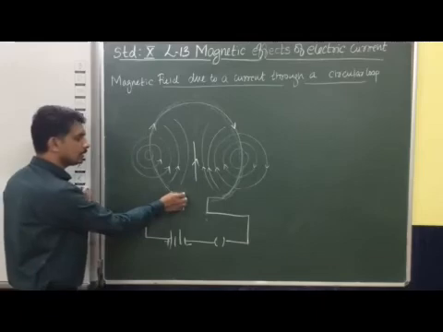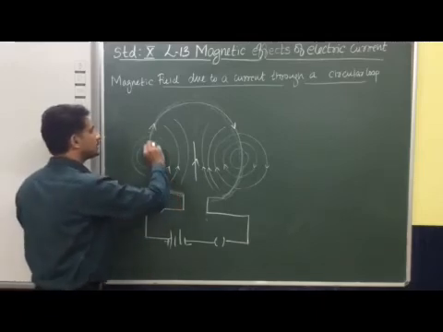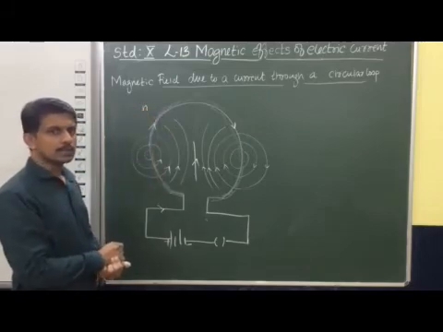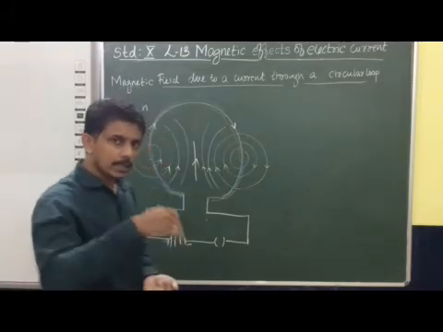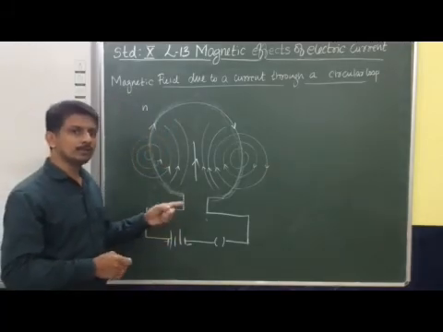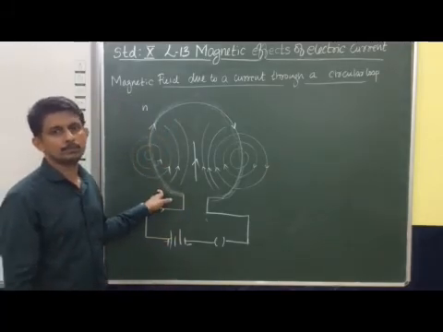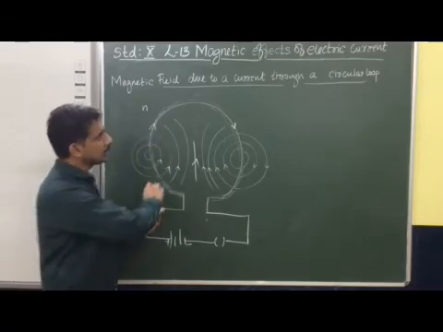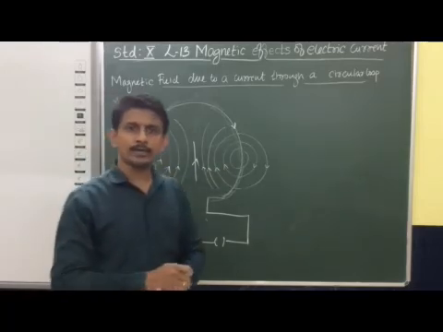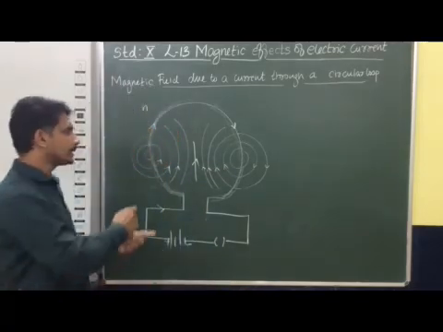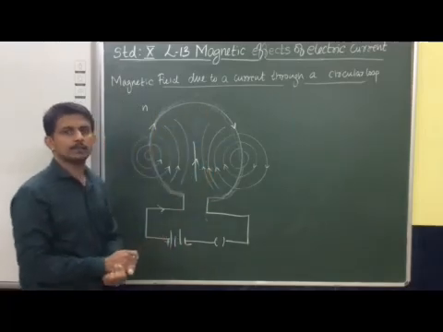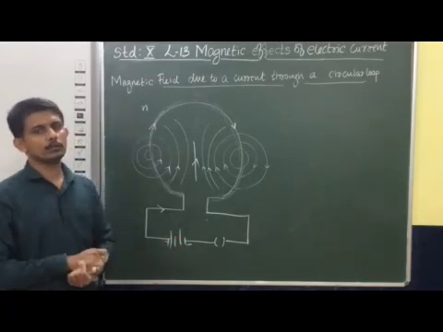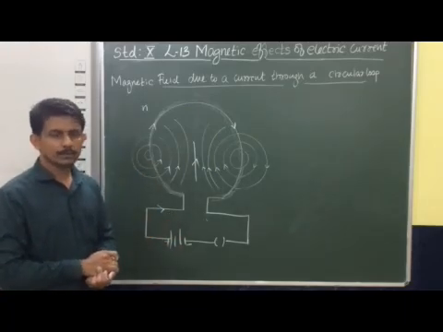I said this is a circular loop, which contains a large number of turns. Suppose there are n turns. In this case, the magnetic field produced is n times higher than the magnetic field produced by a single loop, that is, a single circular coil. So if a circular loop is a combination of n turns, this circular loop produces a magnetic field n times higher than that produced by a single circular coil. Okay, thank you.